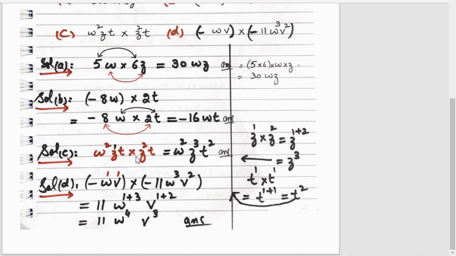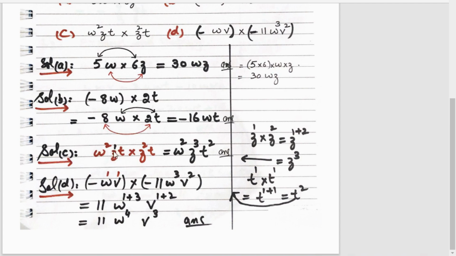These are two terms. In these two terms, look at W square. Is there any W square in the second term? No. So W square will come as it is. I have done some rough work over here. If you don't understand, you can check this rough work.